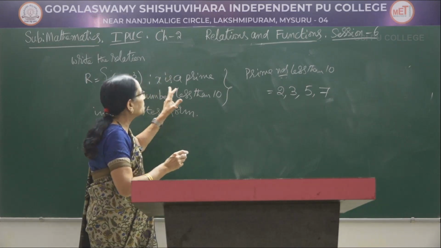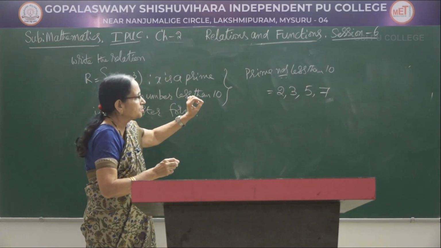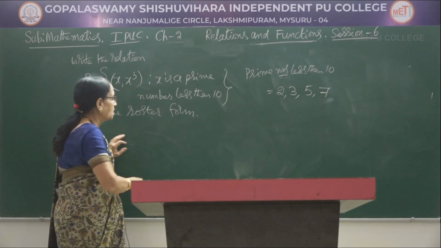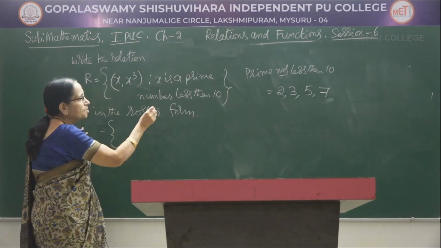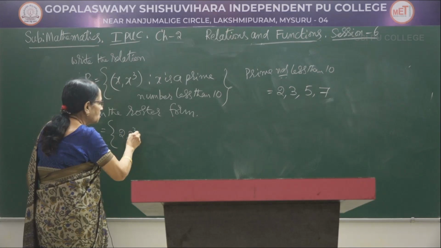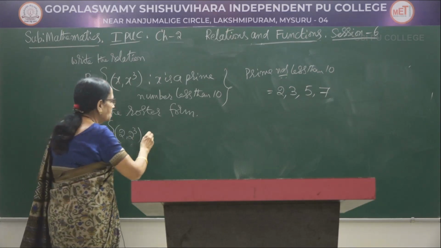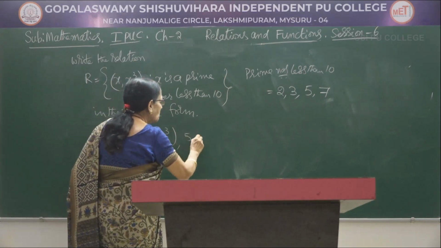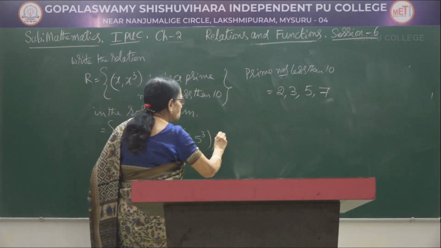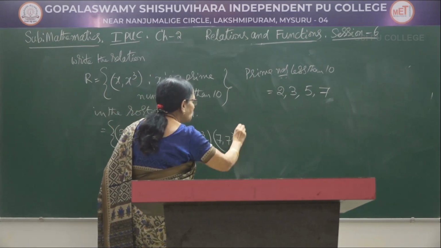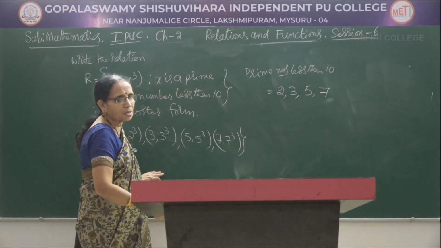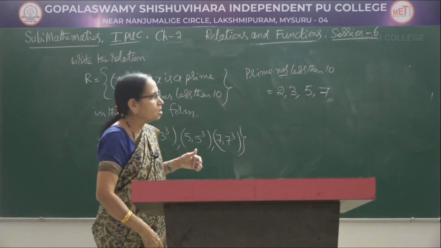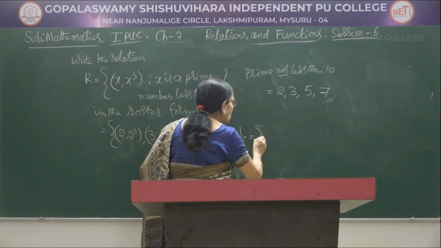That means x should be given the values 2, 3, 5 and 7. Now, when x takes the value, you have to calculate the cube. Therefore, let me write like this. First, 2 comma 2 cube. That is the relation. Next one, 3 comma 3 cube. Then the third one, 5 comma 5 cube. Next one, 7 comma 7 cube. Even if you write this much, the answer is correct. But here 2 cube, 3 cube, 5 cube and 7 cube, you can get the actual value. Then you can write that.